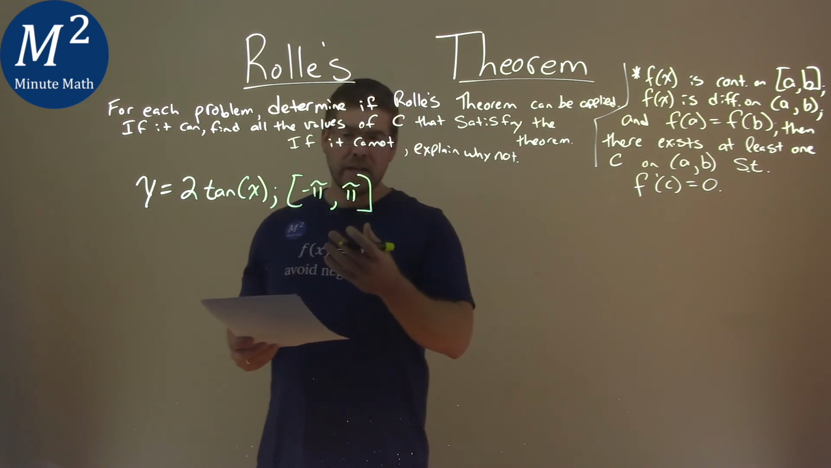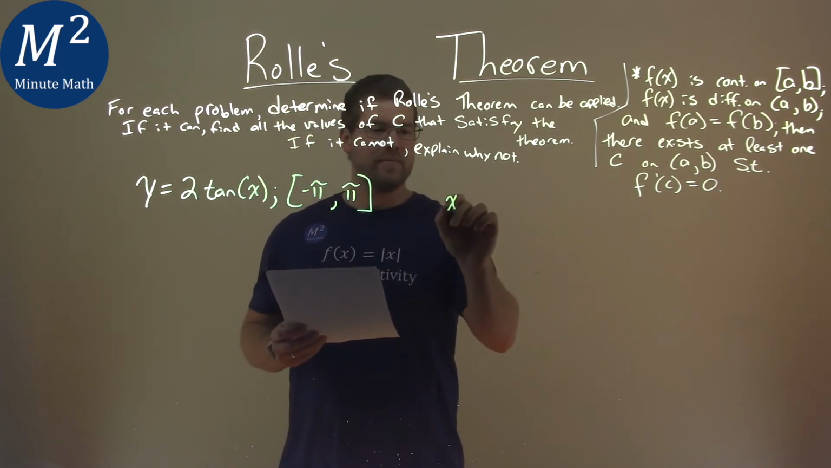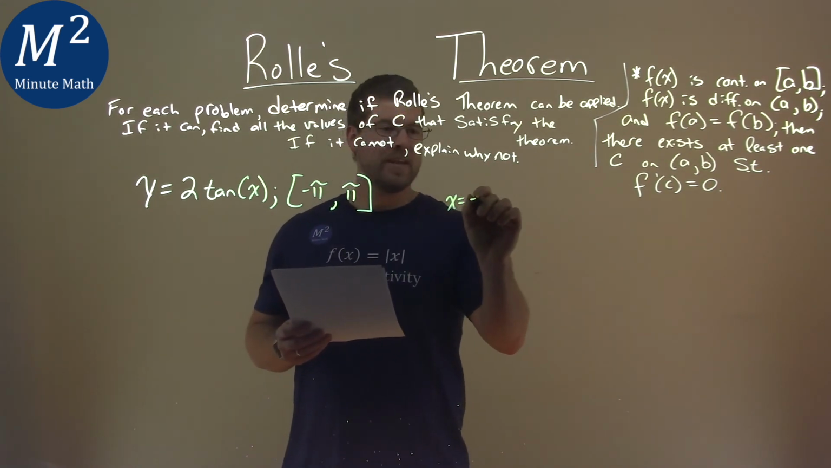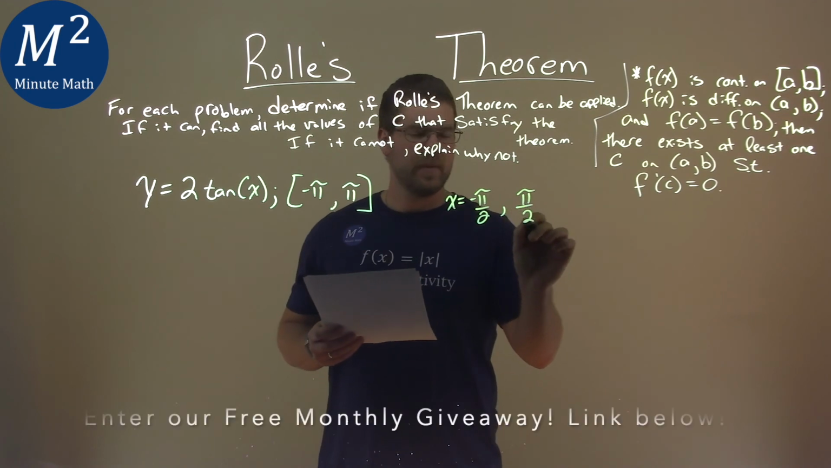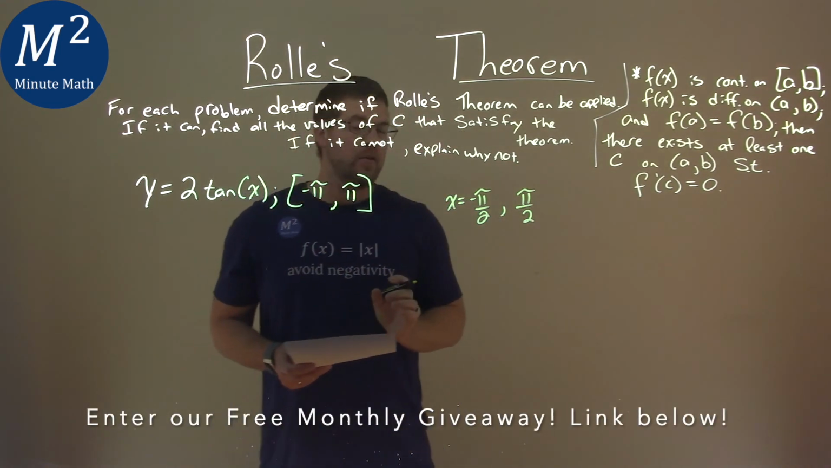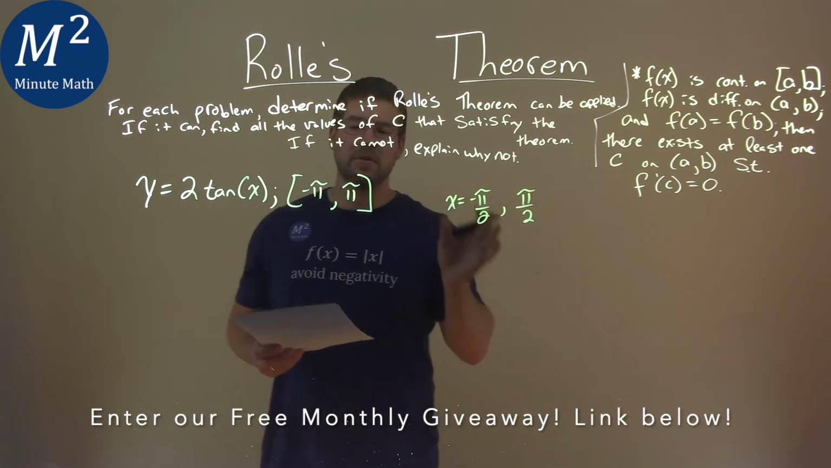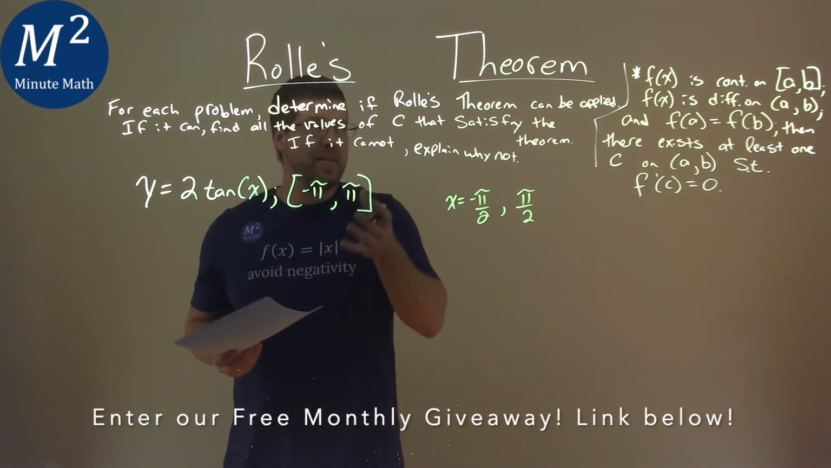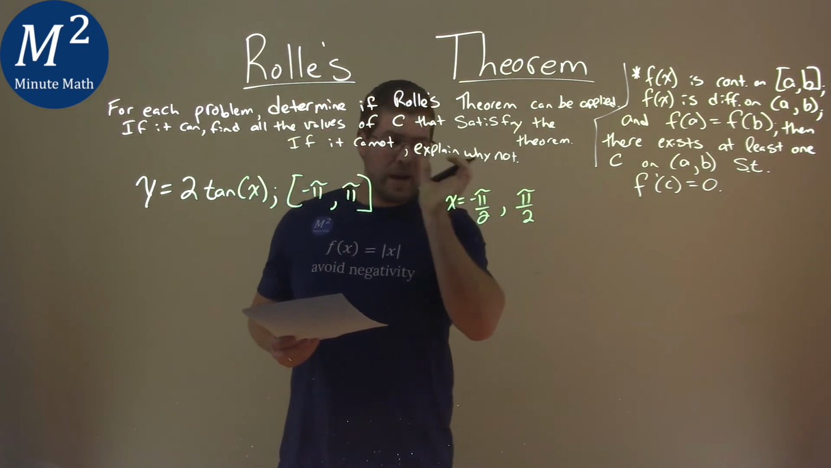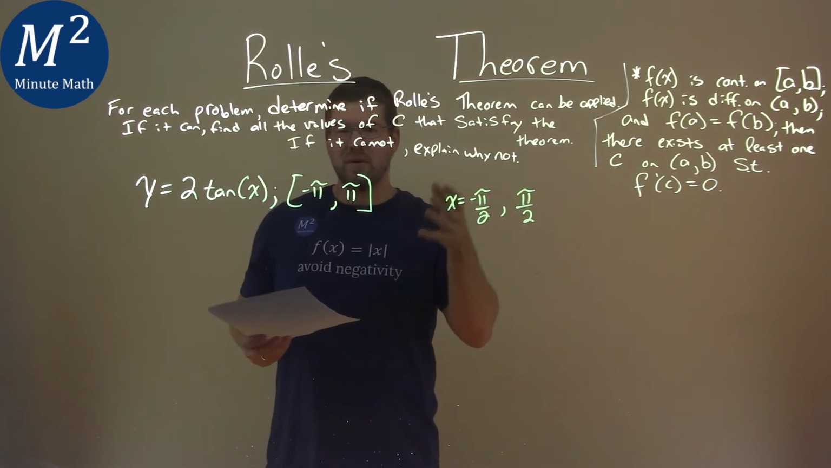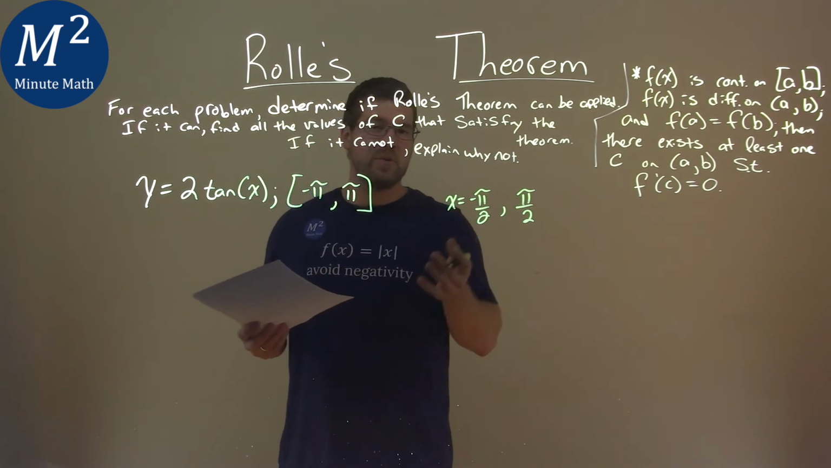We know tangent of x has vertical asymptotes, and that happens within our interval at x equals negative pi over 2 and pi over 2. And again, that's within the interval. We found two places here where we have a vertical asymptote and our function doesn't exist there, and therefore it's not continuous there. So these two values, x equals negative pi over 2 and pi over 2, is where it's not continuous. So we can't apply Rolle's theorem.